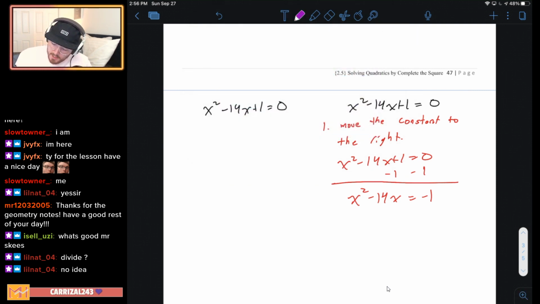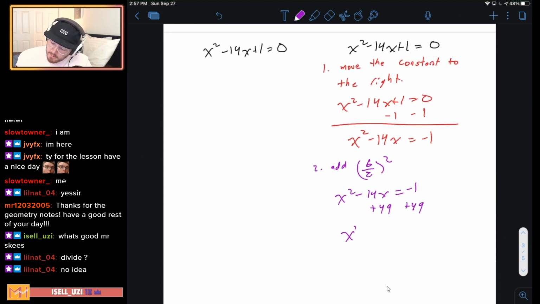The next step is add b over 2 squared, which is that skill I was just practicing. So negative 14 divided by 2 is negative 7, and negative 7 squared is 49. So I'm going to add 49 to each side, and I end up with this.